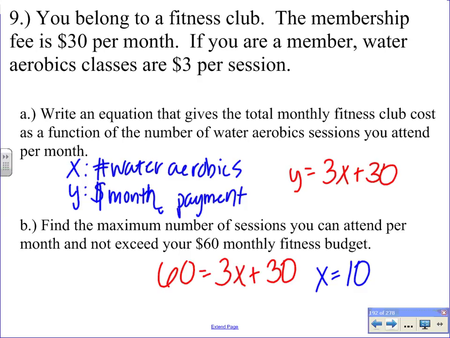Right, so I can go to 10 water aerobics classes and meet my monthly budget of $60, and I can't go to any more. I can go to less, and then I just spend less than $60. But that's the maximum number I can go to. Does anybody have any questions on that?